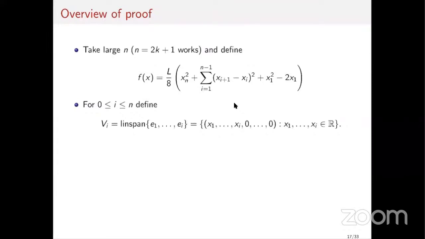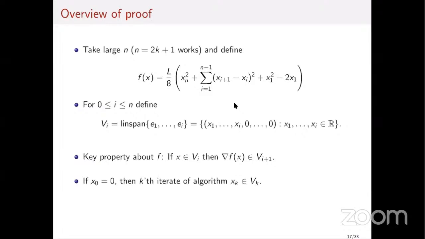First I define certain subspaces. I define V_i to be the subspace spanned by the first i coordinate vectors, so x1 up to xi. The main property of this function is that if you take a point x in this subspace, then the gradient lives in the next subspace, V_{i+1}. So what this tells you is that if you have an iterate that lives in a certain V_i, then the next iterate can only live in V_{i+1}. And so if I start from x0 equal to 0, then the kth iterate of the algorithm has to live in the subspace V_k. So only its first k components can be non-zero.